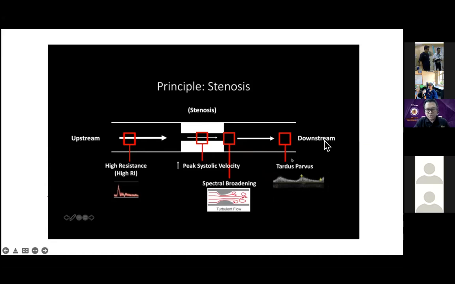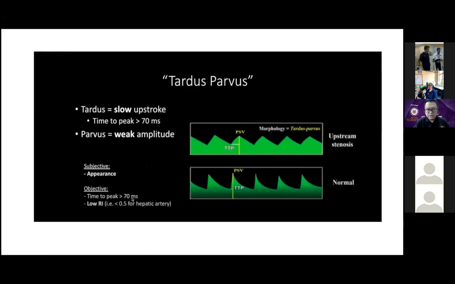So if you find any lesion, you put at the stenosis and put at the distal, you might see all the changes of this waveform. So what is tardus parvus? Tardus basically means slow upstroke. As we discussed just now, the upstroke of the PSV should be fast and sharp. In tardus, it refers to the slow upstroke whereby the time to peak is more than 70 milliseconds.